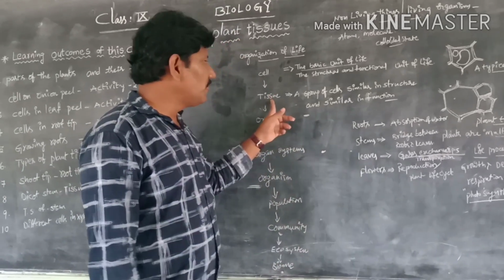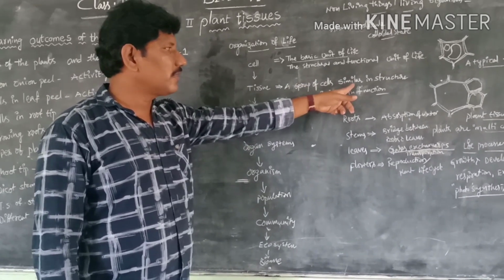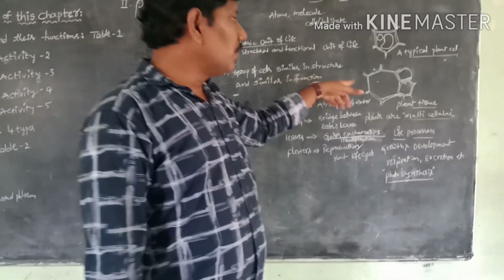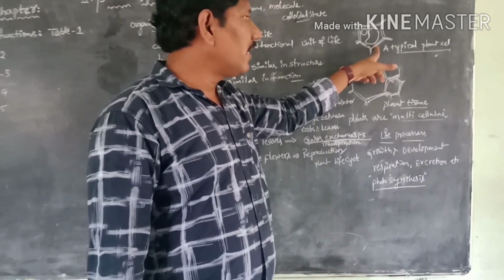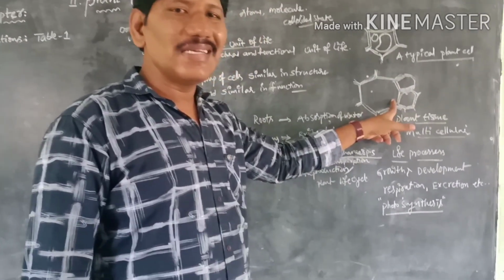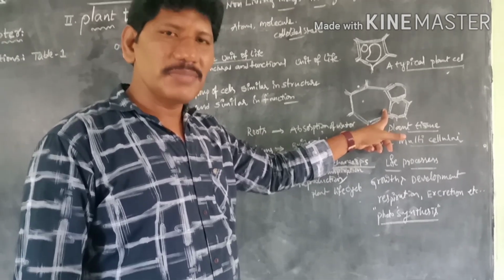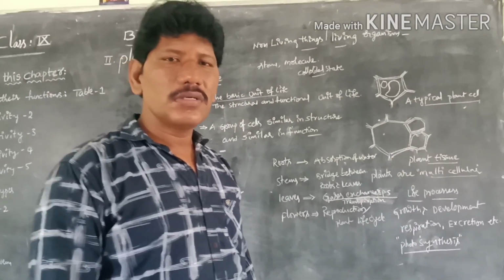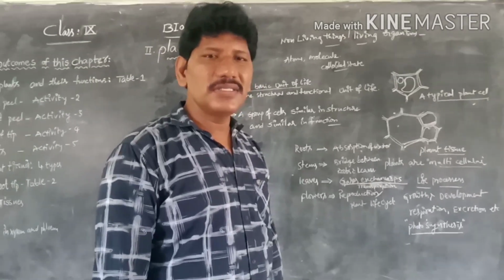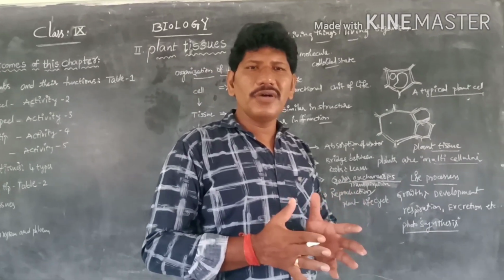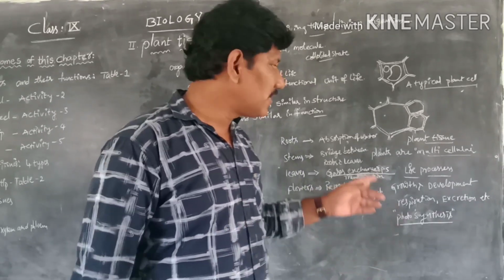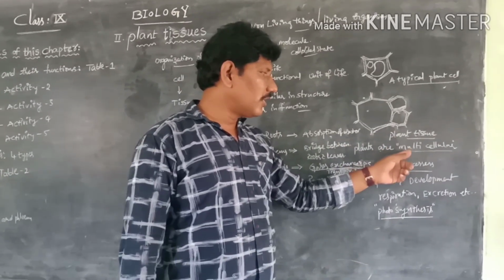So tissue means a group of cells similar in structure and similar in function. Coming to plant cells, a group of cells means tissue, plant tissue. Basically, plants are multicellular, which means plants are made up of many cells. Plants are composed of many cells. So plants are basically multicellular.